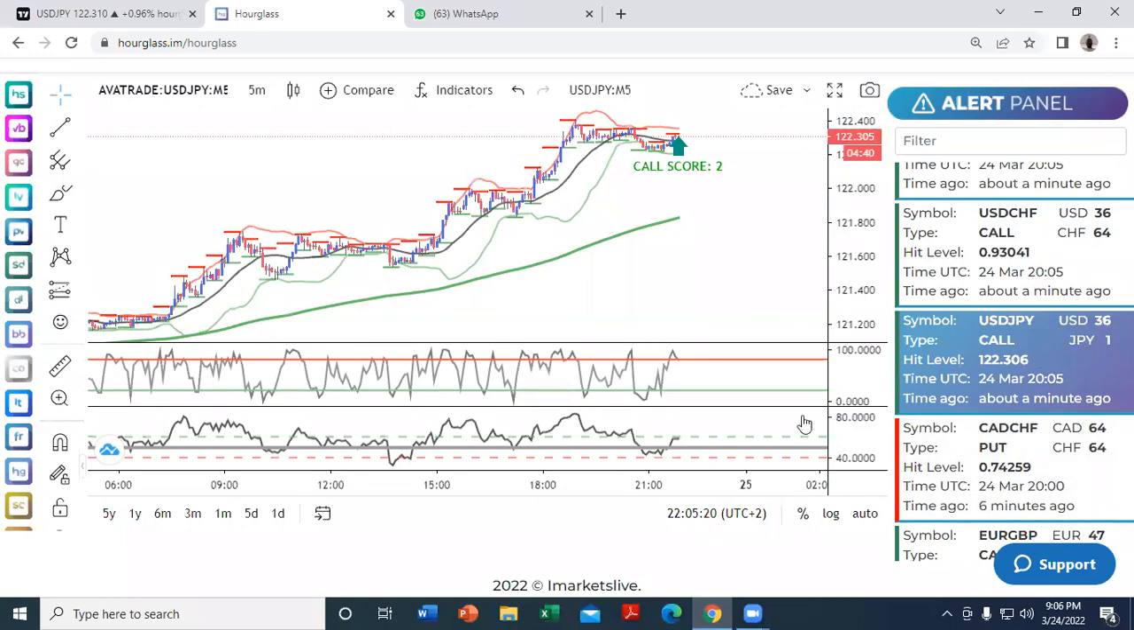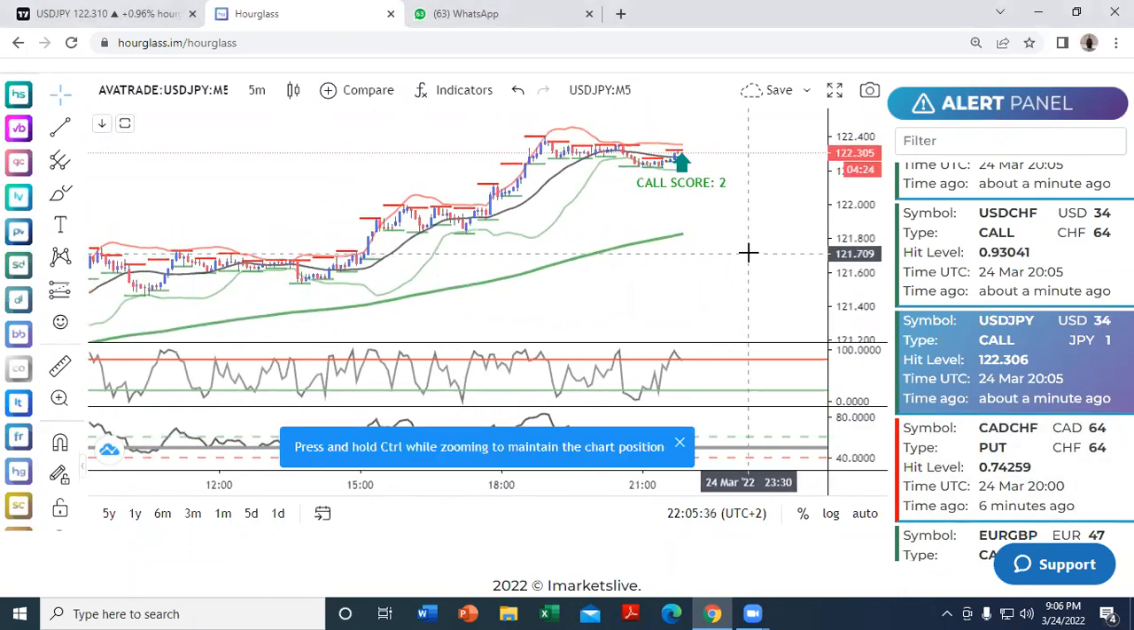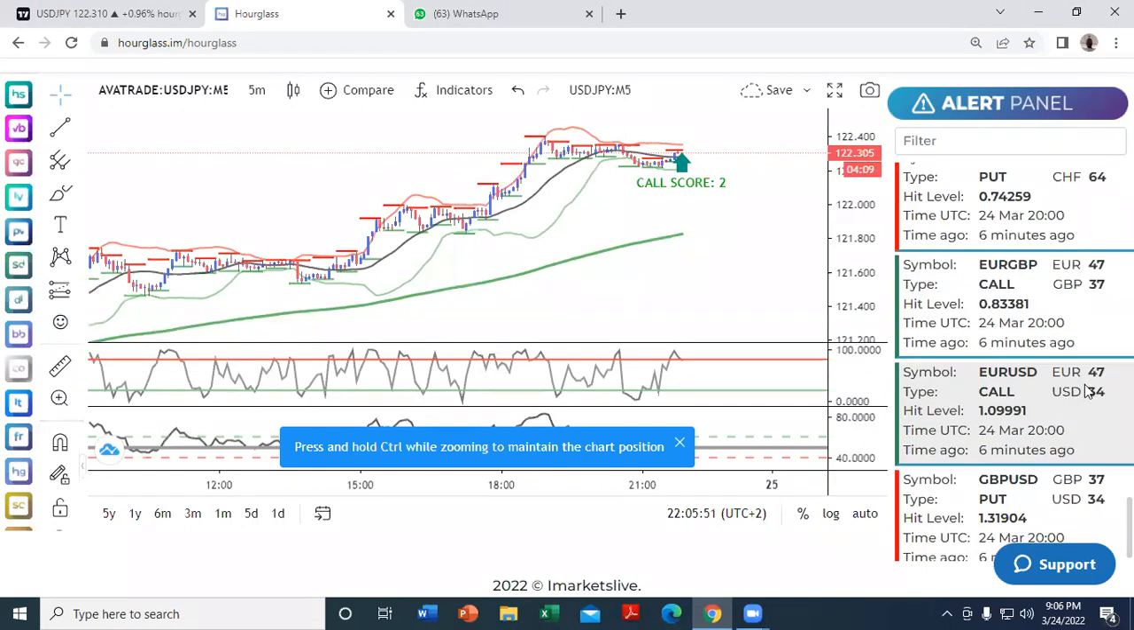And what did I tell you? When currency 1 is stronger than currency 2, what are we looking out for? Buys. Yes, buys. So whenever you come to your hourglass, the first thing you want to check is the currency strength. Now, I like to say that you should look for currency strengths that are far apart. 34 and 1, that's a good one, right?